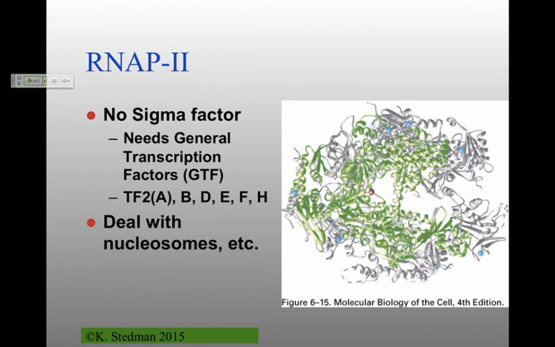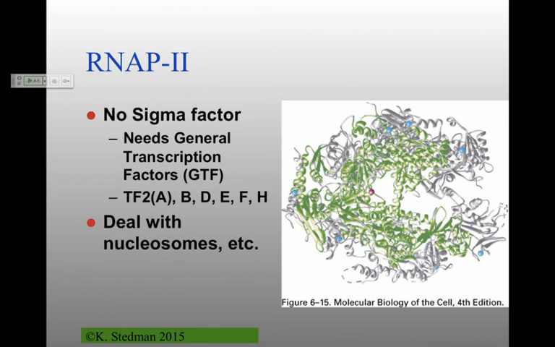Now, why have a whole bunch of different ones relative to one sigma? Probably a lot of that has to do with nucleosome-bound templates, and also that most eukaryotic genomes are a lot bigger than most bacterial genomes. So that's why you seem to need so many of these.